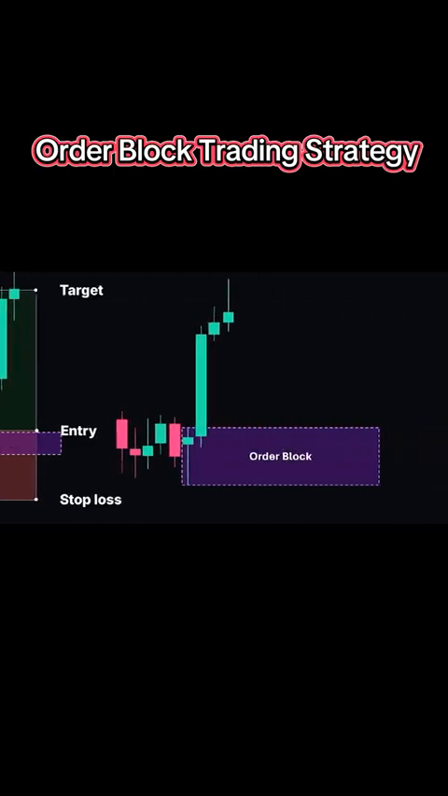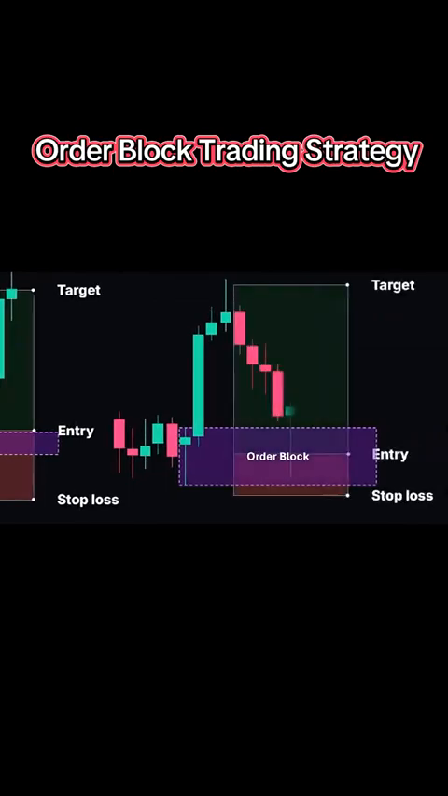If the order block is large, you can either enter around the middle of the zone to get a better risk-to-reward ratio, or switch to a lower time frame and wait for a confirmation before entering.